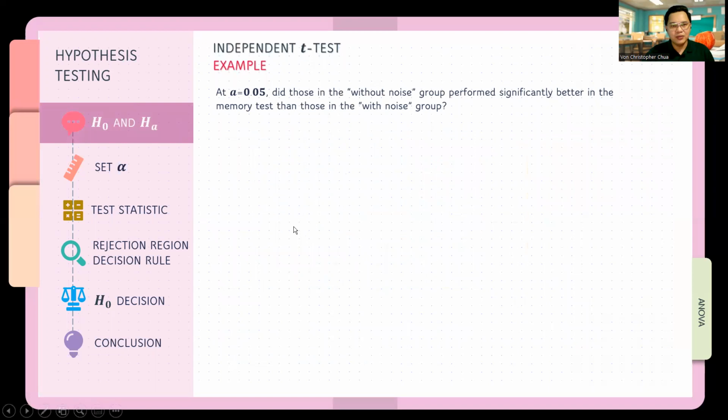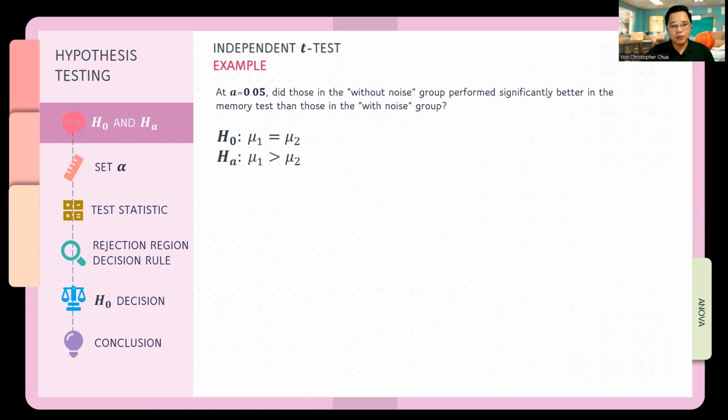All right, so let's go through the hypothesis testing process, beginning with the null and the alternative hypothesis. So answering the question negatively, we are able to frame our null hypothesis, meaning there must be no significant difference between the two different means. So mean sub 1 must be equal to mean sub 2.